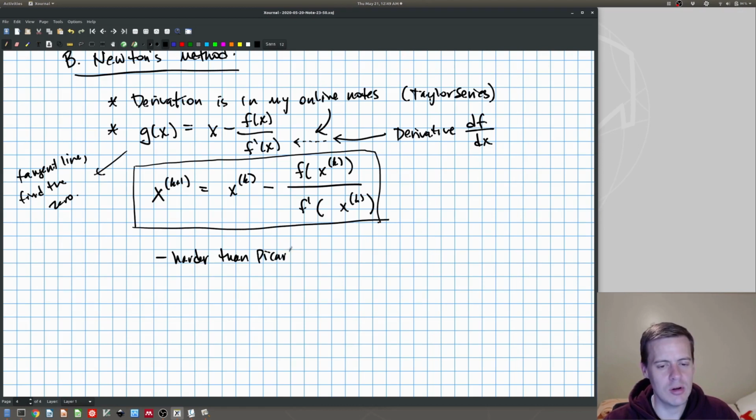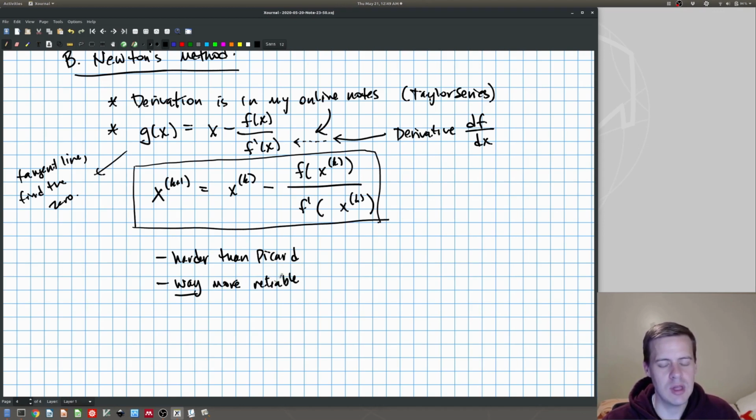Okay, why is it harder? Well, you have to take the derivative. You have to find that derivative for yourself, and it's a little bit harder. You have to divide. Okay, it's not that much harder, but it's a little harder. But it's way more reliable than Picard's method. Like, way more reliable.